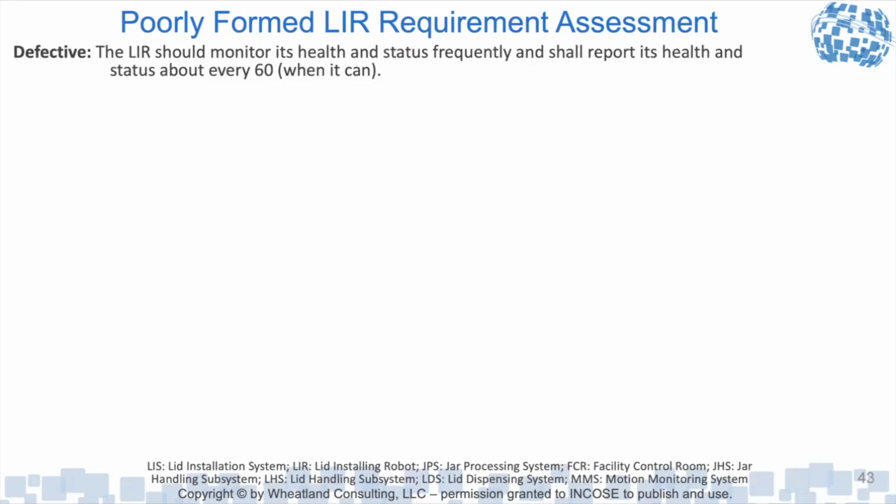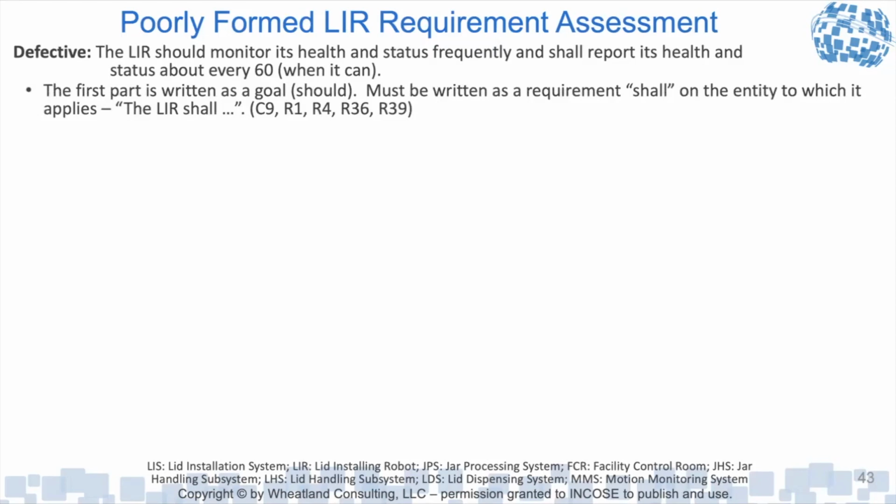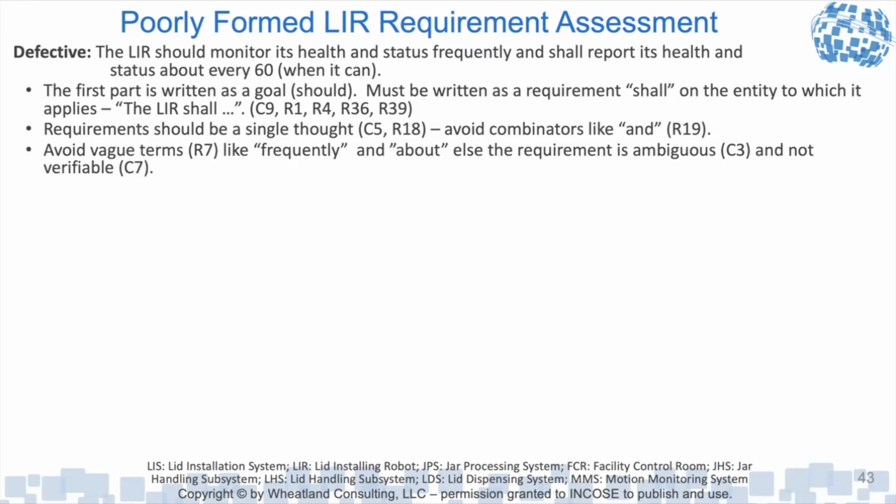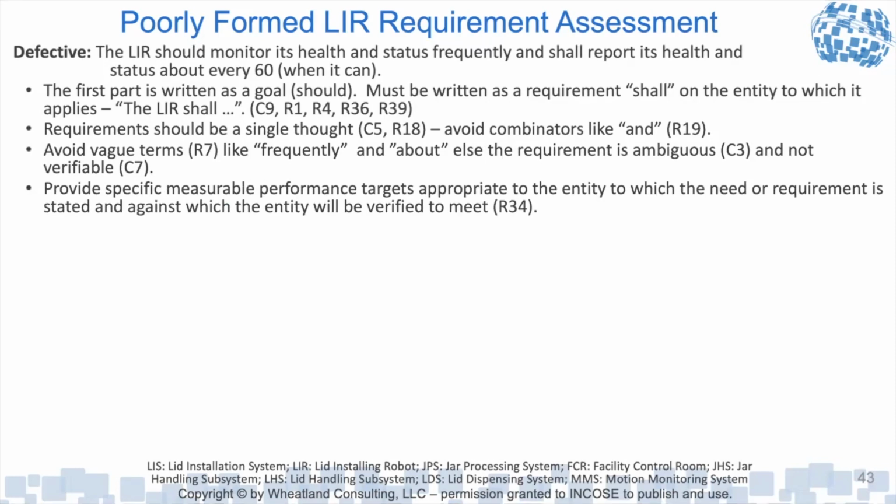The LIR shall monitor its health and status frequently and shall report its health and status about every 60 when it can. So the first part is written as a goal, should, must be written as a requirement, shall, on the entity to which it applies, the LIR shall. Requirement should be a single thought. Avoid combiners like and. Avoid vague terms like frequently and about, else the requirement is ambiguous and not verifiable. Provide specific measurable performance targets appropriate to the entity to which the need or requirement is stated and against which the entity will be verified to meet.